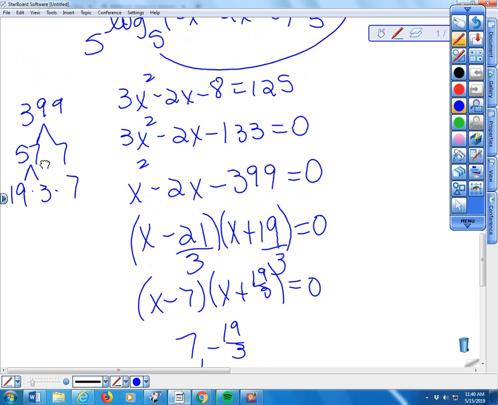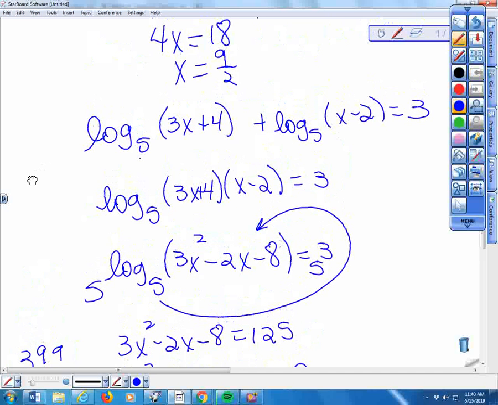When I go back to the original equation, if I put negative 19 thirds here, it ends up being a negative number, and I can't take the log of a negative, so the only answer is 7. Okay.